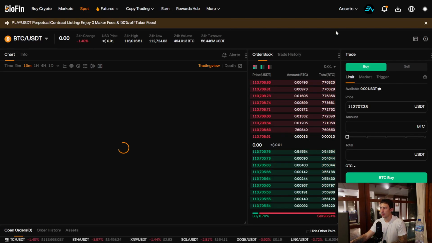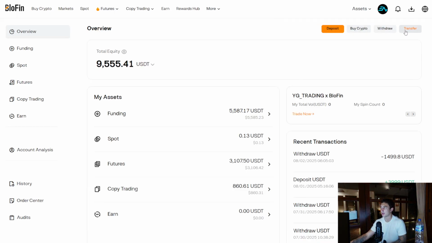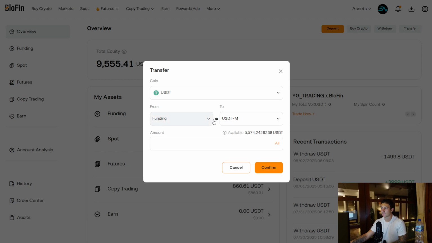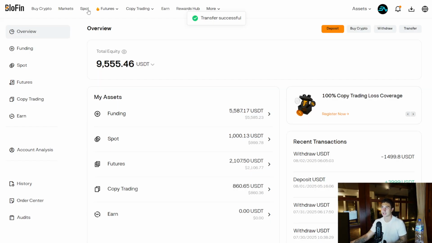Now, if you wanted to buy spot crypto, so let's say in the bear market, you want to buy spot Ethereum, you're going to go to spot here, but you probably don't have money in your spot account. So again, what we're going to do is go to overview here. We're going to transfer money from our funding if we have it in funding, or we can transfer it from our futures to our spot account, do $1,000. Okay, now it's going to be in our spot account.